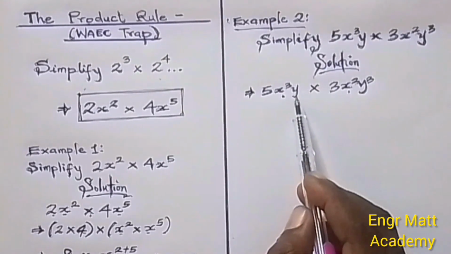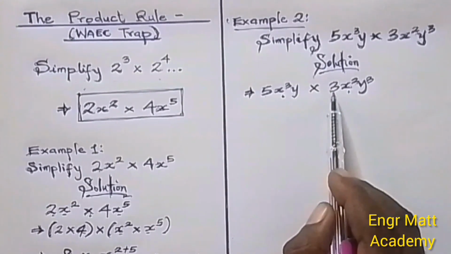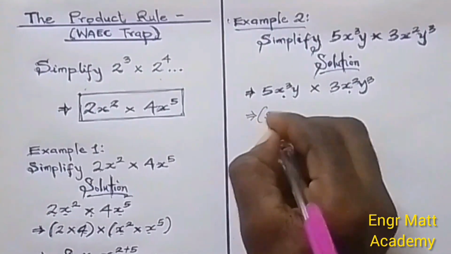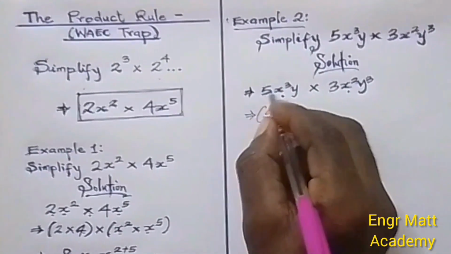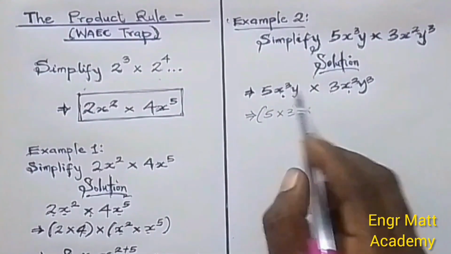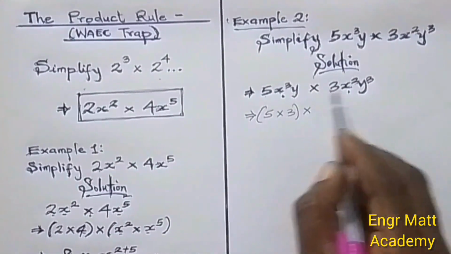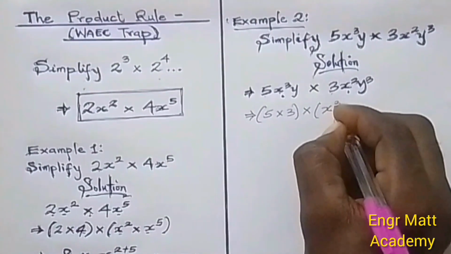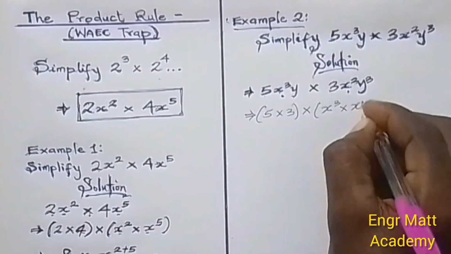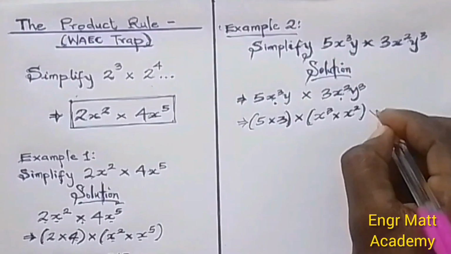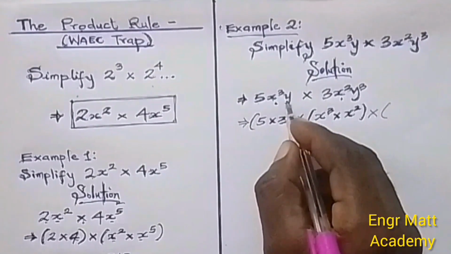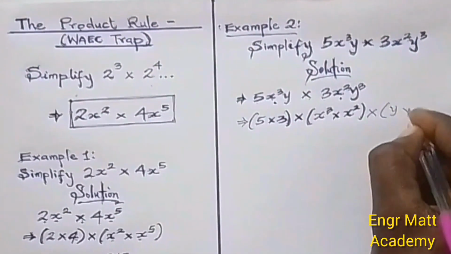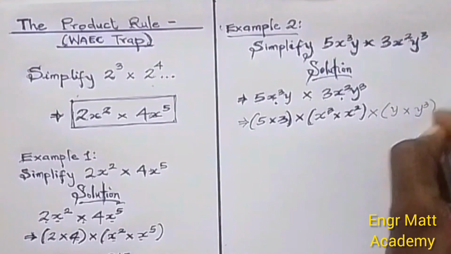y too is a base number. So let us first isolate the coefficients by grouping. So we will say 5 times 3 times x to the power of 3 times x to the power of 2, times y times y to the power of 3.